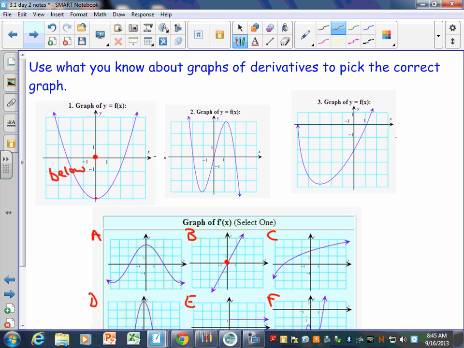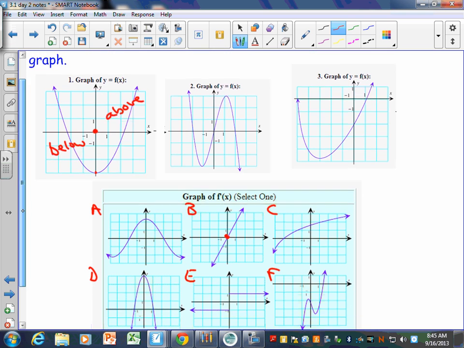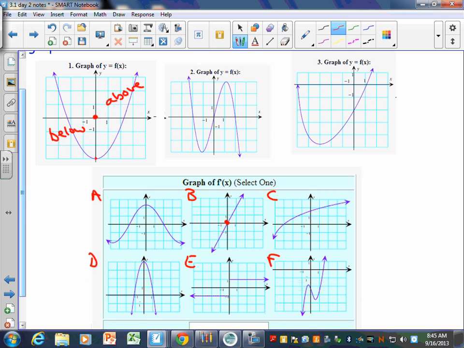And on this side, what do you notice about this graph? Increasing. So if I drew my tangent lines in, no matter where I drew them, they would all have a positive slope, which means that my derivative would have to be above the x-axis. So look at our 6 choices and find one that has a 0 at 0, and to the left of that is below, and to the right of that is above.